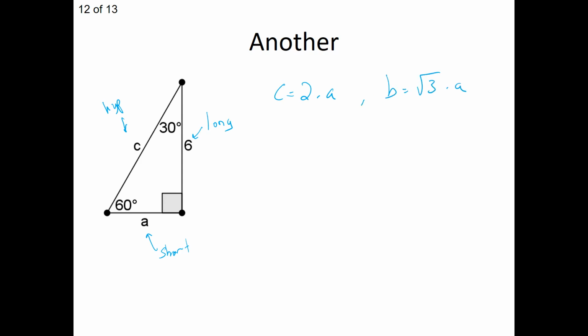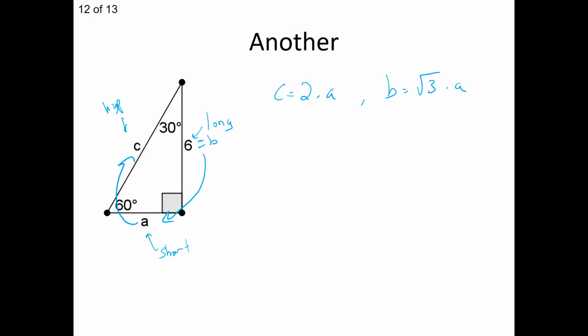But notice what's different about this one. They didn't give us A this time. Remember, everything revolves around A. So how are we going to tackle this one? Well, we're going to have to work backward a little bit. If we're given the long leg, 6 is our B value, then we have to first work backward to figure out our short leg. Then, using the short leg, we can figure out a hypotenuse.